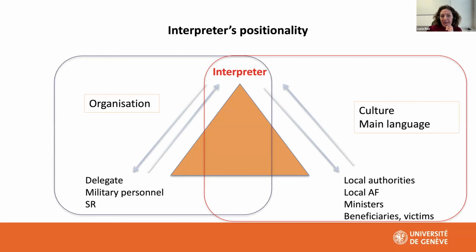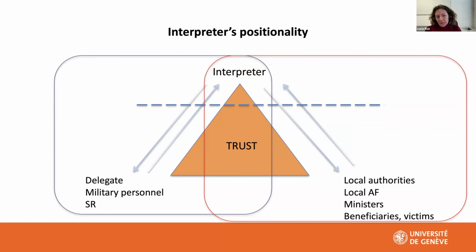On the one hand, they share the main language and the culture with the local authorities, or the local armed forces, beneficiaries, and victims. And on the other hand, since they are recruited by your organization, they work for that organization, and they speak the same language as the delegates, the military personnel, the special rapporteur, etc. So sometimes this positionality causes some problems of trust, and that is something that we can see in military operations, in which sometimes the military personnel do not entirely trust the interpreters because of this positionality. And trust, as we all know, is essential in any kind of conversation, but particularly in these challenging settings.